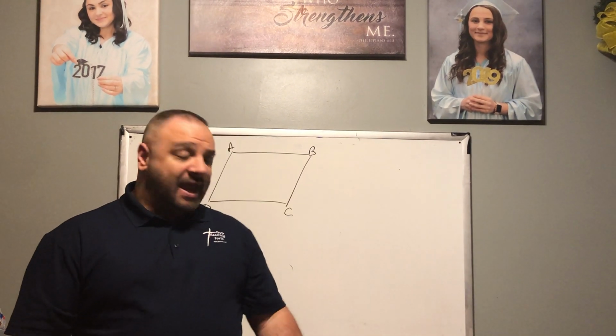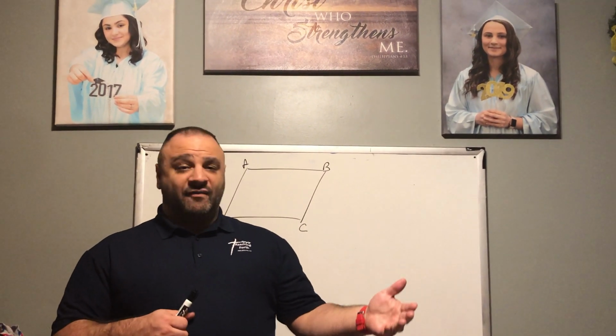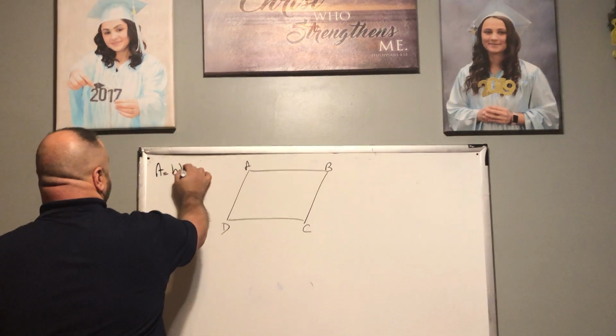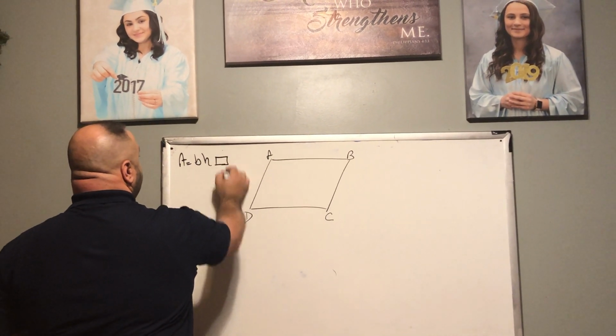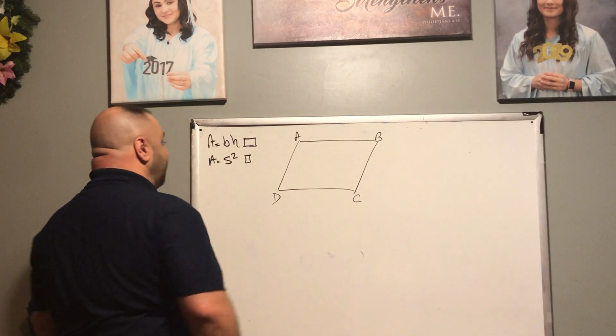Also, we did the area, all right? The area of the square, also the area of a rectangle. The area of a rectangle is area equals base times height, all right? So area equals base times height. That's for a rectangle. And then for a square, area equals the side squared.